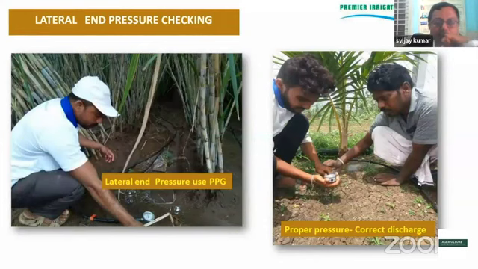And of course, the end pressure checking is very, very critical. At the end of the drip line, like I told you in the last webinar on drip irrigation, you need to have the required end pressures.